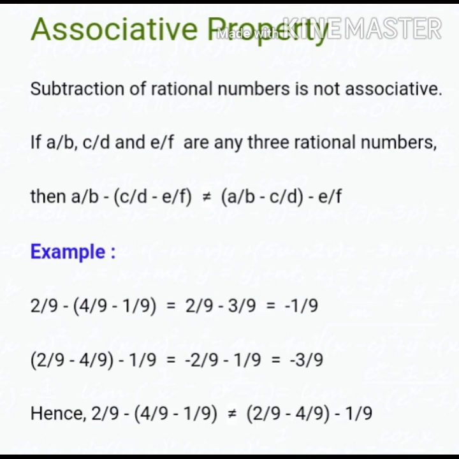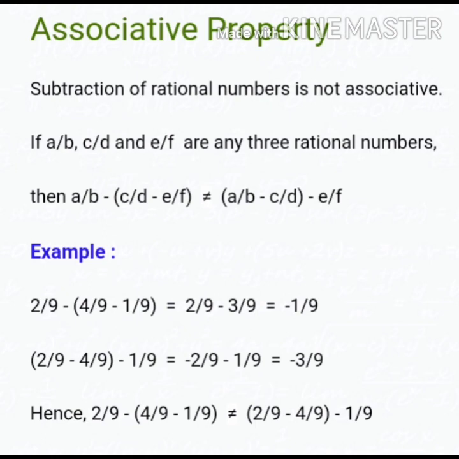First of all, we will put the last two values into brackets. We will solve those values which are in brackets first. So we will subtract 4 over 9 and 1 over 9. The answer will be 3 over 9. Then we will subtract 3 over 9 from 2 over 9. The answer will be minus 1 over 9.